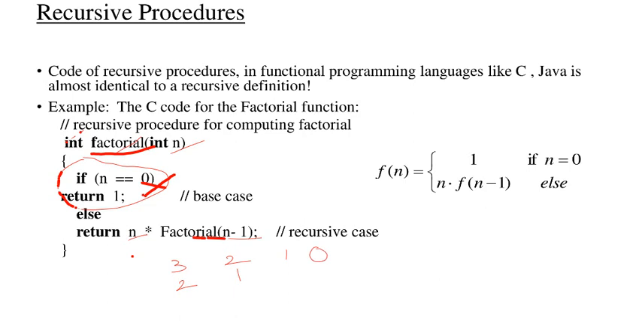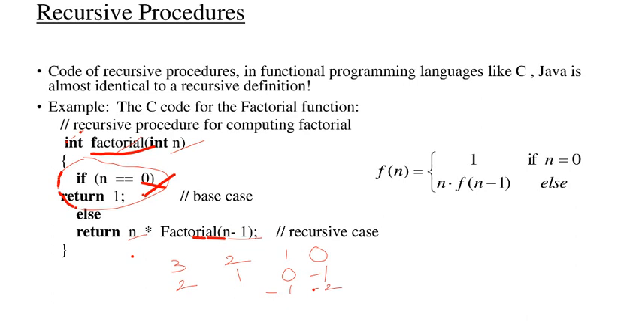Then once again it will be 0, and n minus 1 is minus 1. Then n is minus 1, n minus 1 is minus 2. It keeps on going. It keeps on continuing, which is an infinite loop.